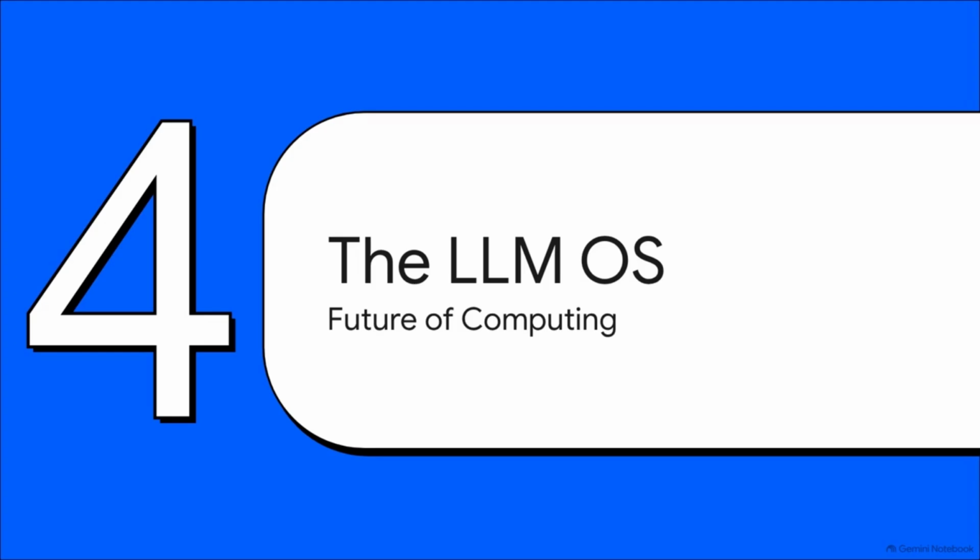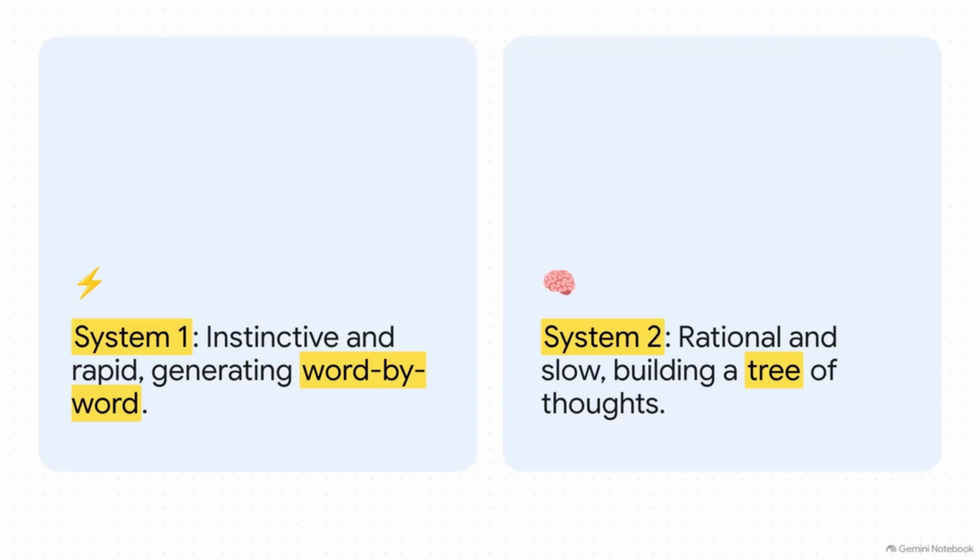Let's move to Section 4 and see how this builds into the LLM operating system, the future of computing. We really need to stop viewing these models as just highly capable chatbots. To grasp where the industry is heading with an LLM operating system, we have to contrast System 1 and System 2 thinking. Current models are strictly System 1. They're instinctive, rapid, and generate text word by word, sort of like a train instinctively laying down tracks right in front of itself. But the industry's ultimate goal is System 2.